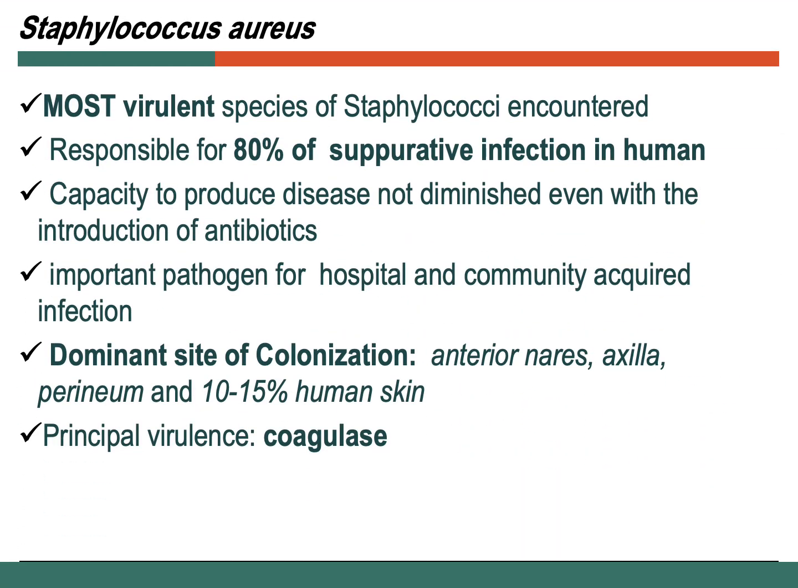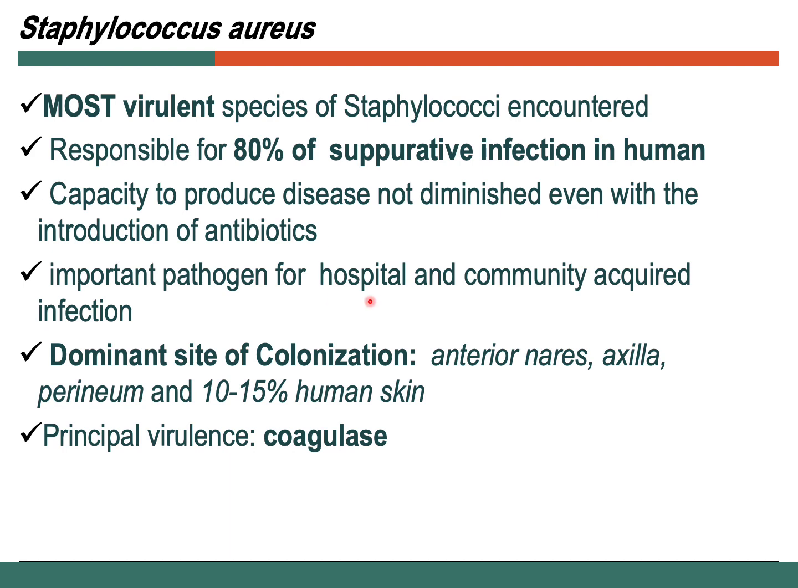So let's go to Staphylococcus aureus. Staphylococcus aureus, as I said, is the most virulent species of Staphylococci. This species is responsible for 80% of the suppurative infections in humans, and its capacity to produce disease has not diminished even with the introduction of antibiotics. Again, there are certain strains like MRSA or even vancomycin-resistant staph that are resistant to antibiotics, and these are not killed by ordinary antibiotics.